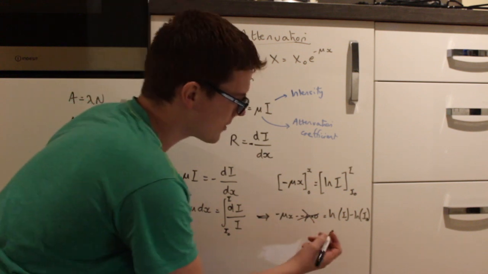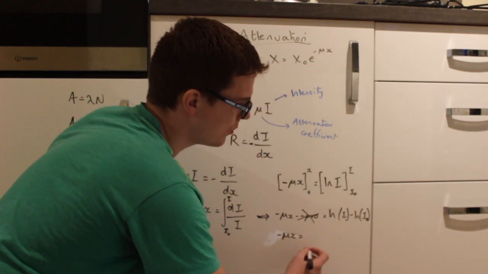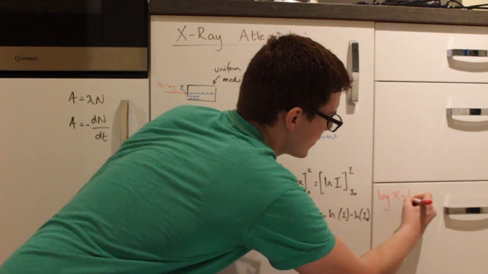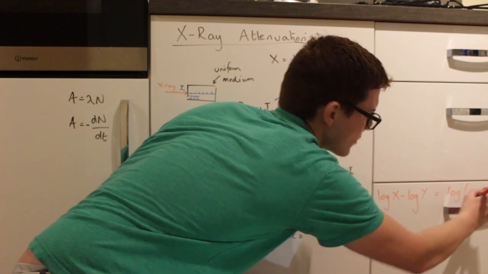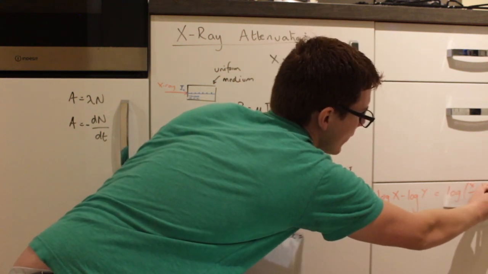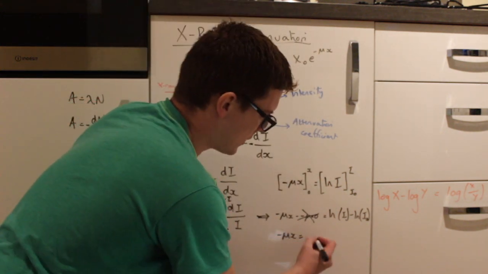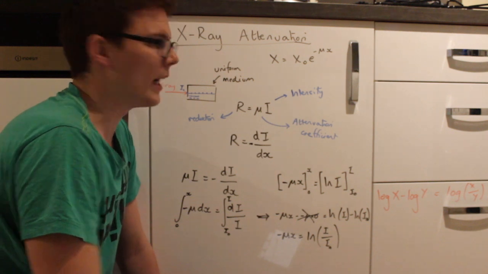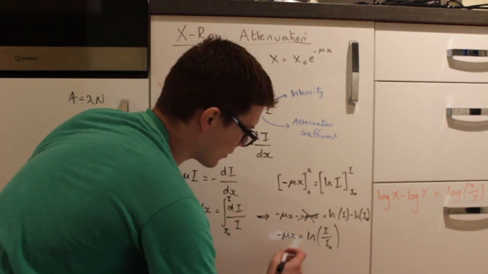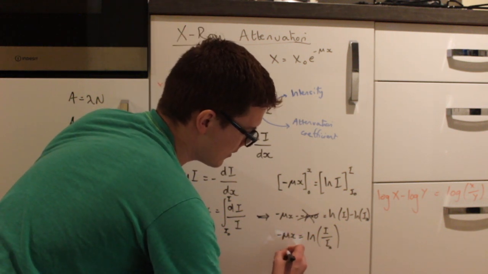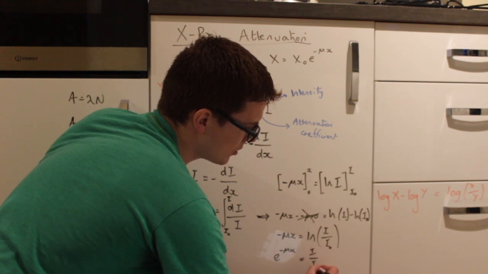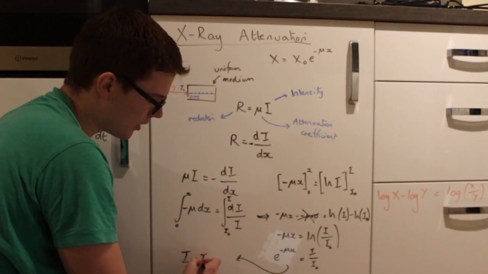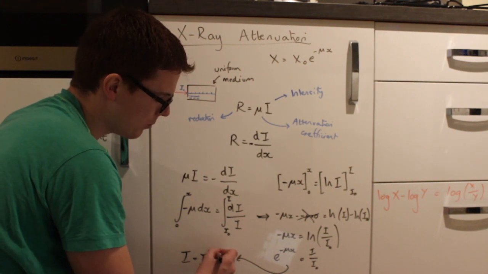Let's simplify it now. Then we get negative mu x is equal to, think about the log rules. The log rules are ln of x minus ln of y is equal to ln of x over y. So that's what we can use on the right hand side here. So we can say that it's ln of I over I naught. And if we want it in an exponential form, we just take the exponential of it. So the inverse of that is the exponential, so we get e to the negative mu x is equal to I over I naught. Multiply that out, and it's I equals I naught e to the negative mu x.